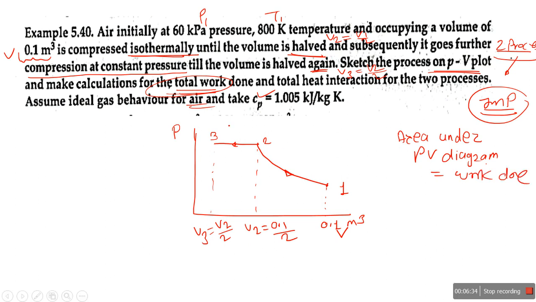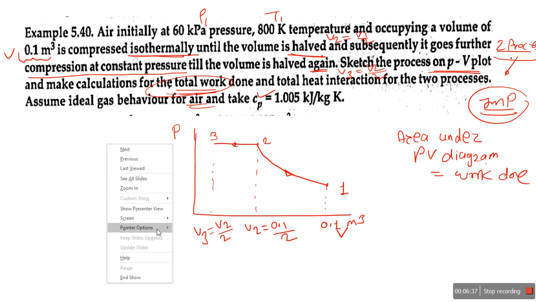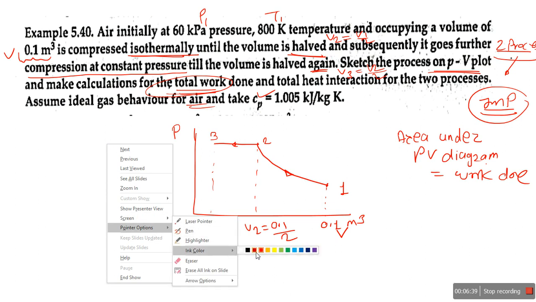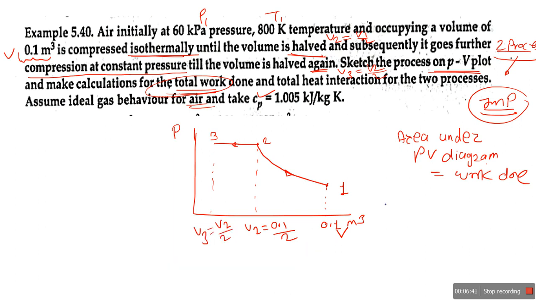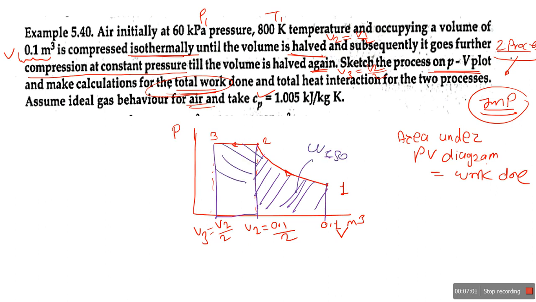I first change the ink here so we can get better visualization. Now the area under the PV diagram, if we see here, this is the first area, the isothermal work done, and this is the second area of work done, that is the isobaric. We know the isothermal work done, so how do you calculate the isothermal work done now?